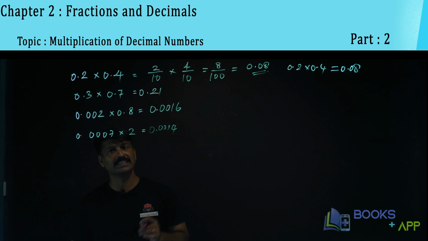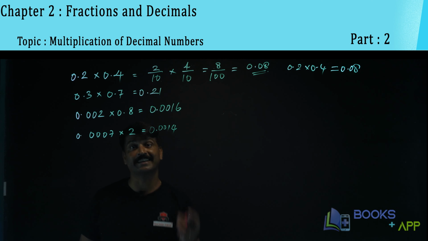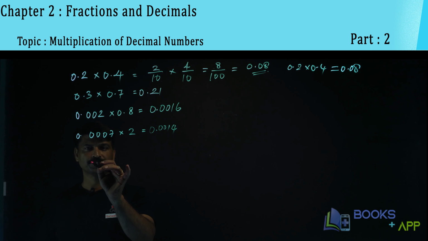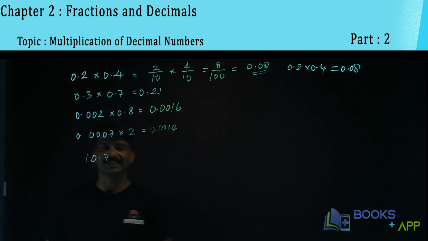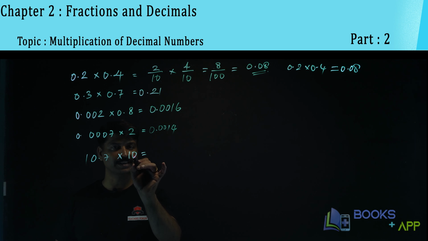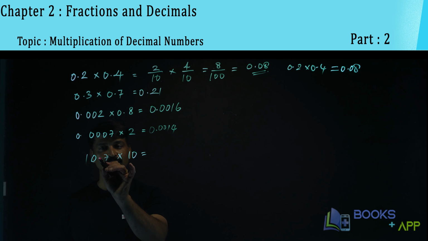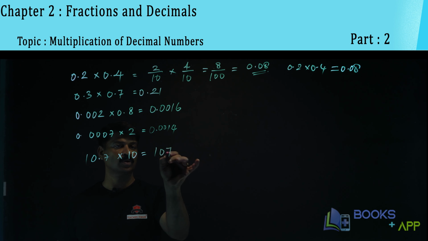Now let us see how to multiply a decimal number by 10. It's very simple. You see, 10.7 into 10. What is the answer? When you multiply a decimal by 10, in 10, 1 zero is there. So the decimal point should move 1 position to the right. So this point will come here. So the answer becomes 107.